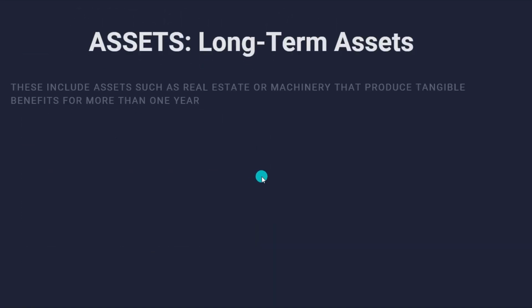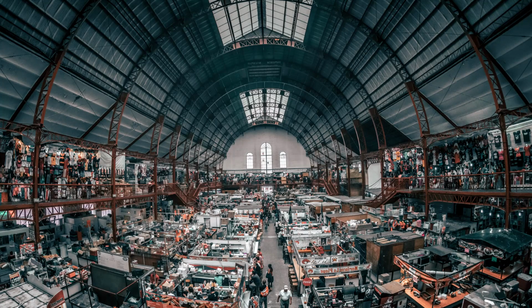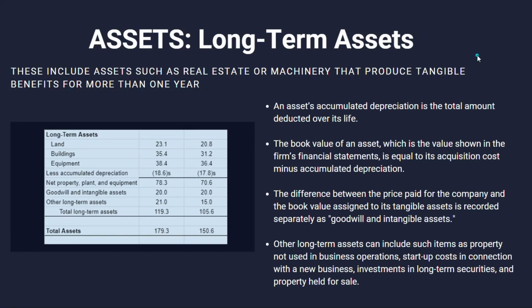Long-term assets. The first category of long-term assets is net property, plant, and equipment. These include assets such as real estate or machinery that produce tangible benefits for more than 1 year. If Peru spends $3 million on new equipment, this $3 million will be included with property, plant, and equipment on the balance sheet. Because equipment tends to wear out or become obsolete over time, Peru will reduce the value recorded for this equipment each year by deducting a depreciation expense.